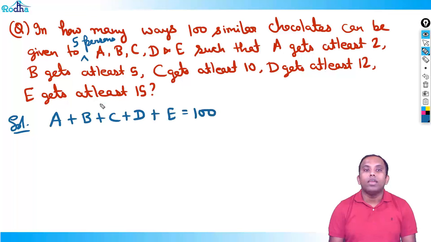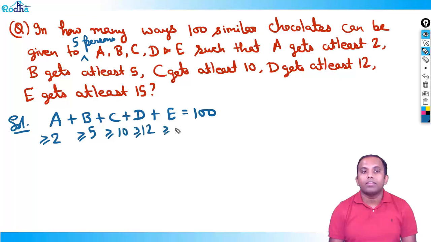Right. Now, A gets at least 2. B gets at least 5. C gets at least 10. D gets at least 12. And E gets at least 15. Right. So, what we'll do, we'll satisfy the minimum case. So, A needs at least 2, so give 2 to A. B needs at least 5, so give 5 to B. C needs at least 10, so give 10 to C. D needs at least 12, so give 12 to D. E needs at least 15, so give 15 to E.